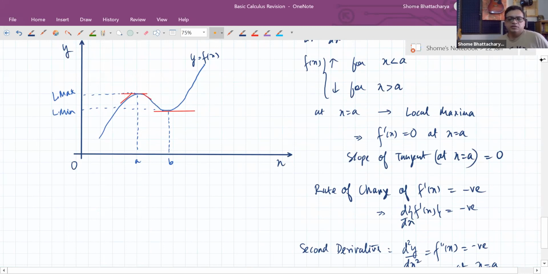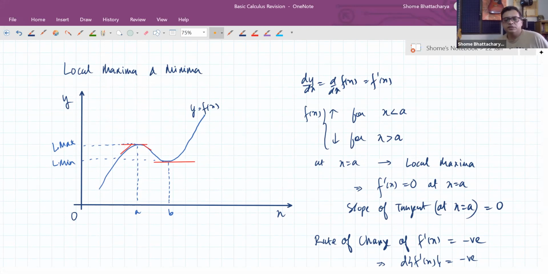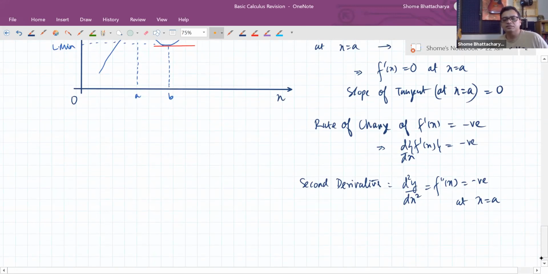Okay, so I'll just summarize this, how exactly we investigate a point for local maxima. First of all, the slope at that point should be 0, because it's reaching a peak. So derivative should be 0. And secondly, the slope should be changing from a positive value before that point to a negative value after that point. So it's going from positive to 0 to negative. So the slope itself should have a decreasing nature, or the derivative of the function f prime x should have a decreasing nature. So its own rate of change, that is differentiation of f prime x, should be negative. So that is nothing but the second derivative should be negative.